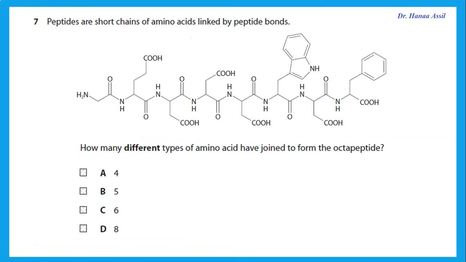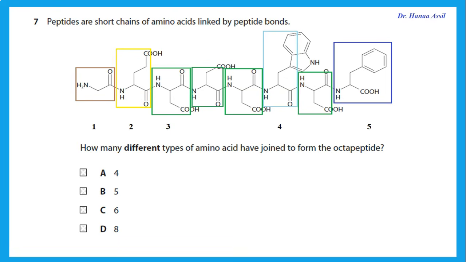Peptides are short chains of amino acids linked by peptide bonds, or what we call amide bonds. How many different types of amino acids have joined to form this polypeptide? Okay, so we look at the breaking of the amide bonds. That's where one unit was attached to another. So if we look at this, we have these units breaking off at the amide bonds.